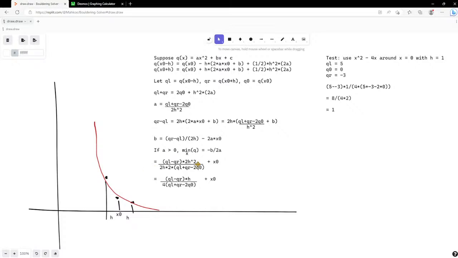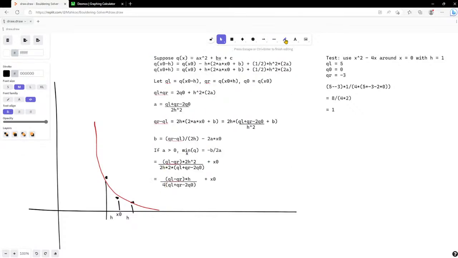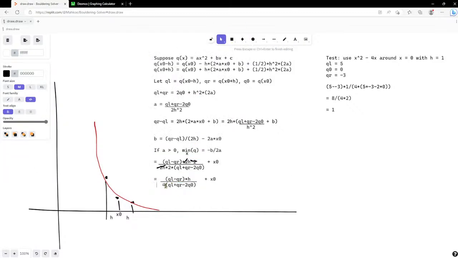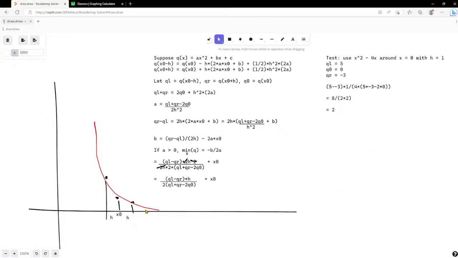Oh wait, I canceled out a 2h, but I left a 4 in the denominator for some reason. So here, this 2h goes away, so the squared goes away, and the 2 goes away. So we're just left with the 2 in the denominator. Okay, everything's fine. Okay, so this is the final expression.